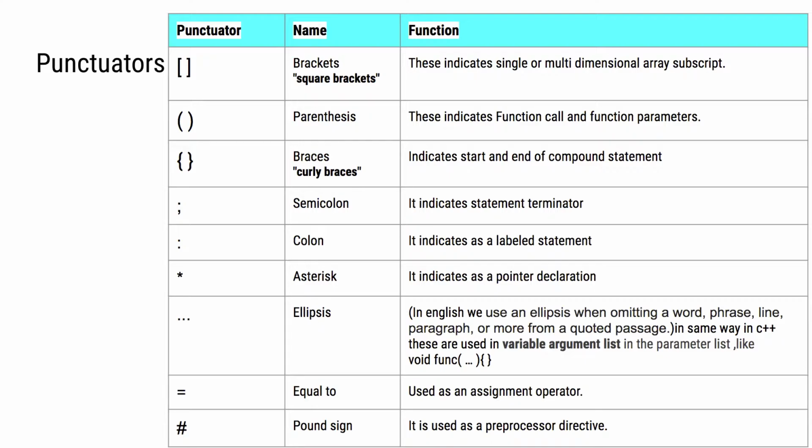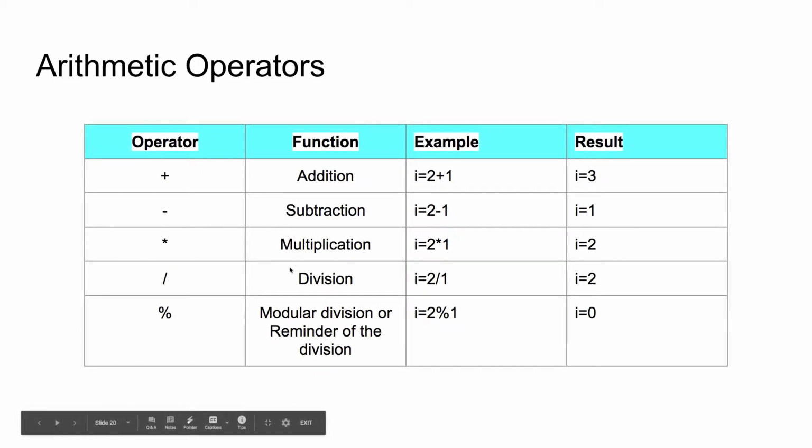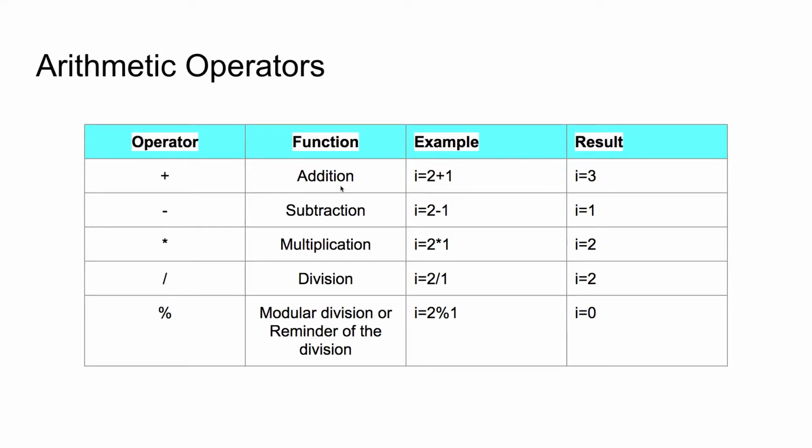I will be directly starting from arithmetic operators. Arithmetic operators of C++ are quite similar to what we have studied in mathematics. These are the arithmetic operators. Plus sign is used for addition, where i is equal to, suppose, 2 plus 1, then the result of i is 3. Minus sign for subtraction, i is equal to 2 minus 1, which results in 1.